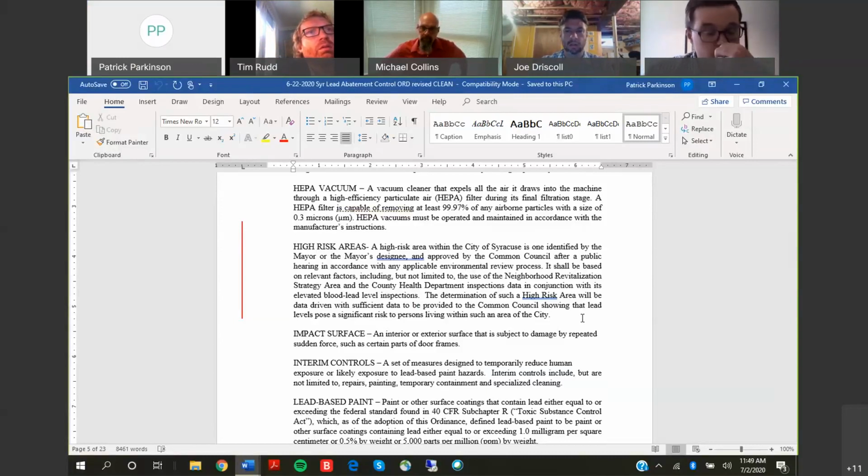And so the area being designated would be determined by the mayor, the mayor's designee, so likely the director of codes. They would come to the Common Council indicating this is what we have found and believe should be the high risk area. That is subject to Common Council approval, and additionally, any applicable environmental review process. That's what we would have to do in order to make a high-risk area. And in the future, any changes to the high-risk area would go through that same process.